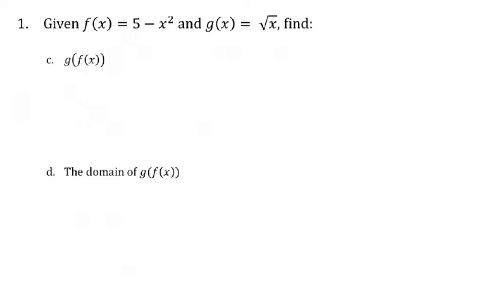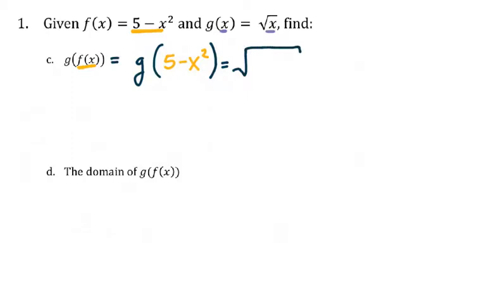So let's begin the same way. I'm going to begin by saying anytime I see function f, I'm going to insert what I know it's equal to, right? So f of x is equivalent to 5 minus x squared. That becomes the input for g. And function g says, right, the rule of this function is whatever you input, make sure you square root it. So I'm simply going to square root the 5 minus x squared.